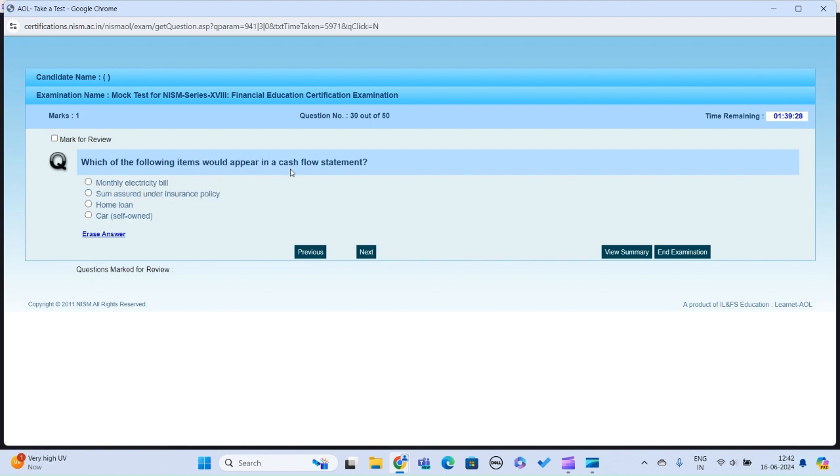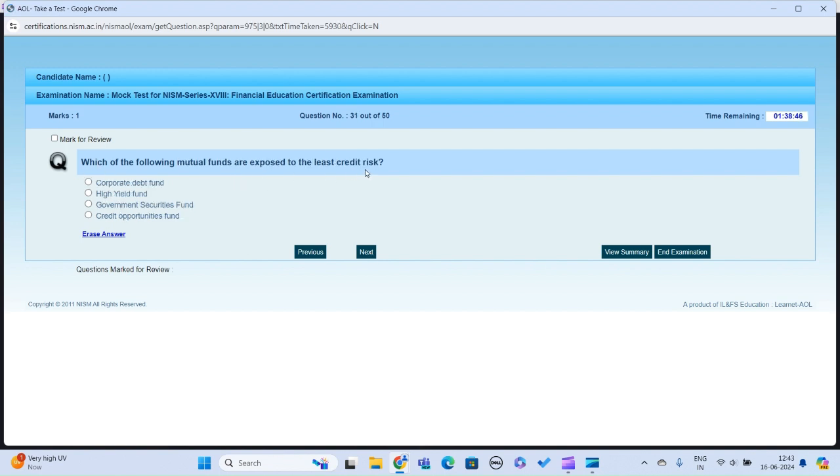Which of the following would appear in the cash flow statement? Monthly electricity bill. That is because it's a kind of expense. Home loan, yeah, it's for individuals. So cash flow is particularly for corporates. So it should be the monthly electricity bill. Cell phone, car. Car again, it could be not in the cash flow. Maybe your EMIs could be there. Car EMI, particularly if it's company owned, then it could be. But in this case, the monthly electricity bill is there in the cash flows.